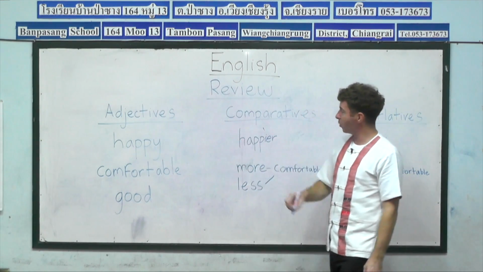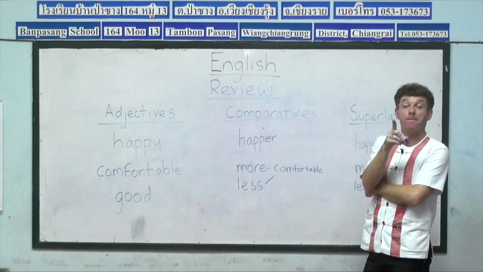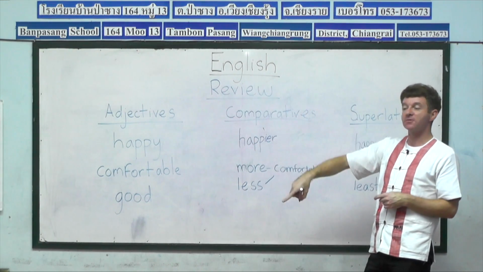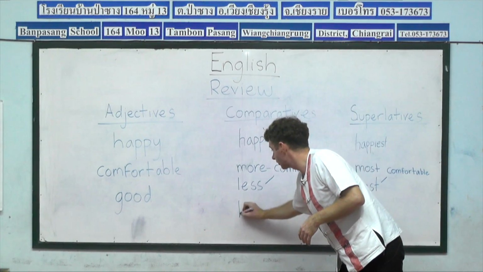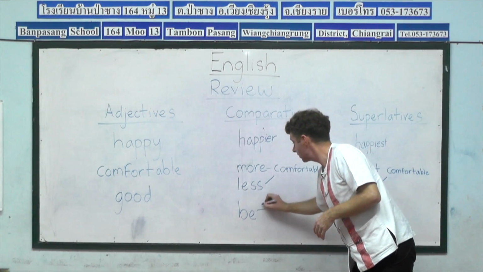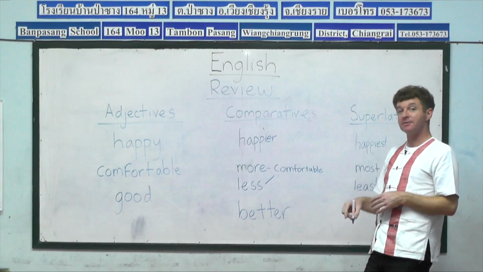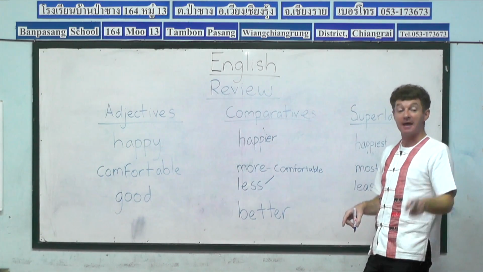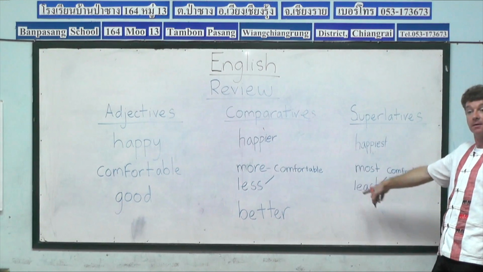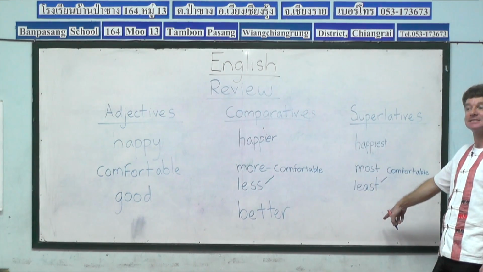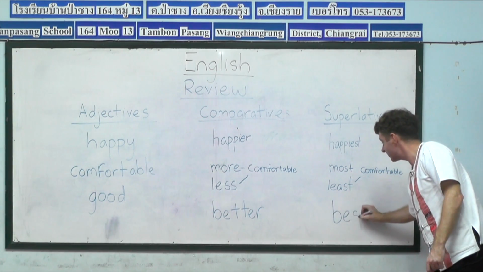So what do we think? What's the comparative of good? Not bad. Bad is the opposite of good. Better. Better. We go from good to better. You see how the word changes for the irregular adjectives? And then for the superlative, we go from good, better, best. Best, yes. The word changes every time.